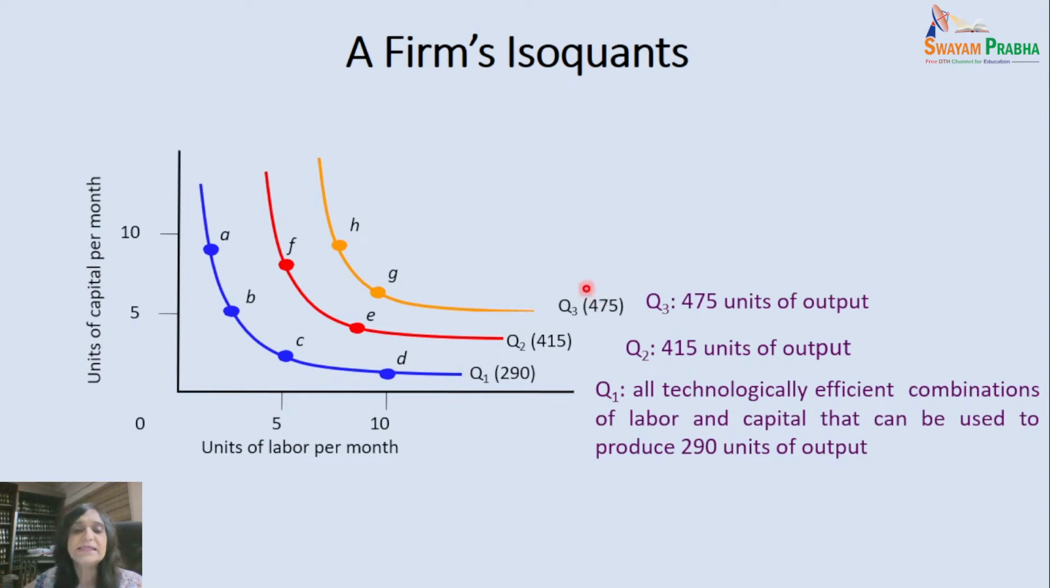Another interesting thing you must be noticing here is that as we are moving up the curve from Q1 to Q2, Q2 to Q3, the output is increasing. It means a higher isoquant is representing a higher level of output. We will be discussing this when we talk about the properties of isoquants.